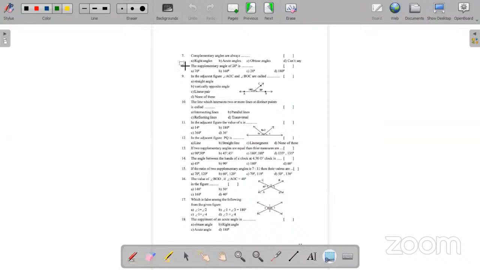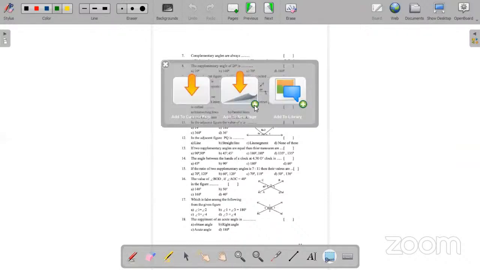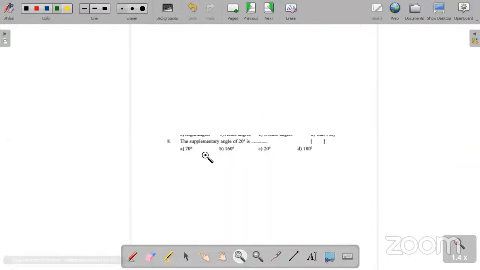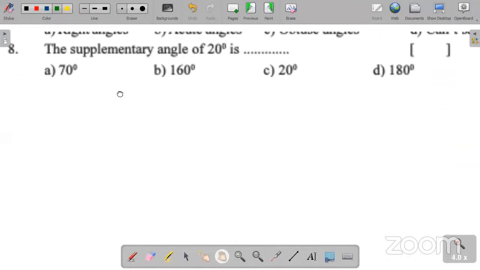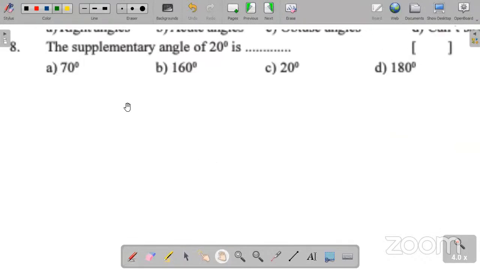One more question I would like to share with you. Just read the question and try to answer it. Let me read the question. The supplementary angle of 20 degrees. What is the supplement of 20 degrees?